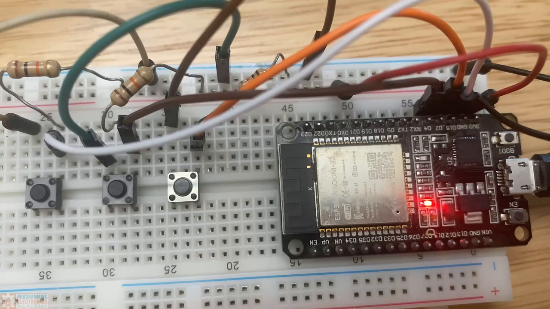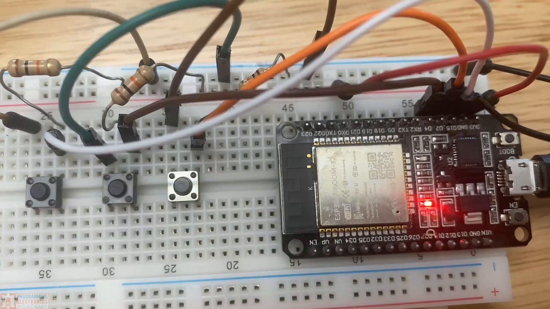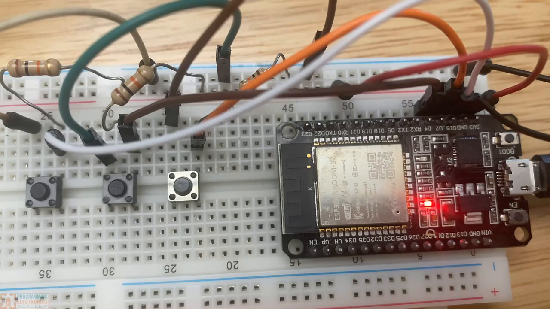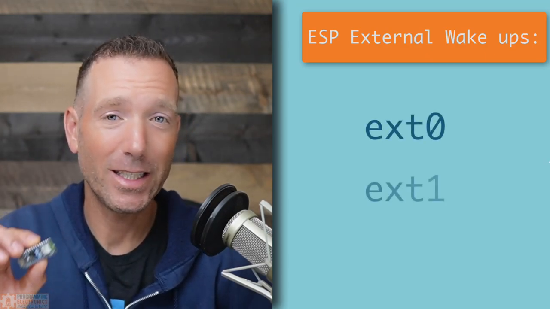But then there's also external wake ups. An external wake up, as the name implies, allows an external input to trigger a wake up on demand. They're super handy. And that really fits a bunch of use cases. If you only want your board to turn on when certain things happen, then these external wake ups are super handy. Now there's two external wake ups that you can use, EXT0 and EXT1.